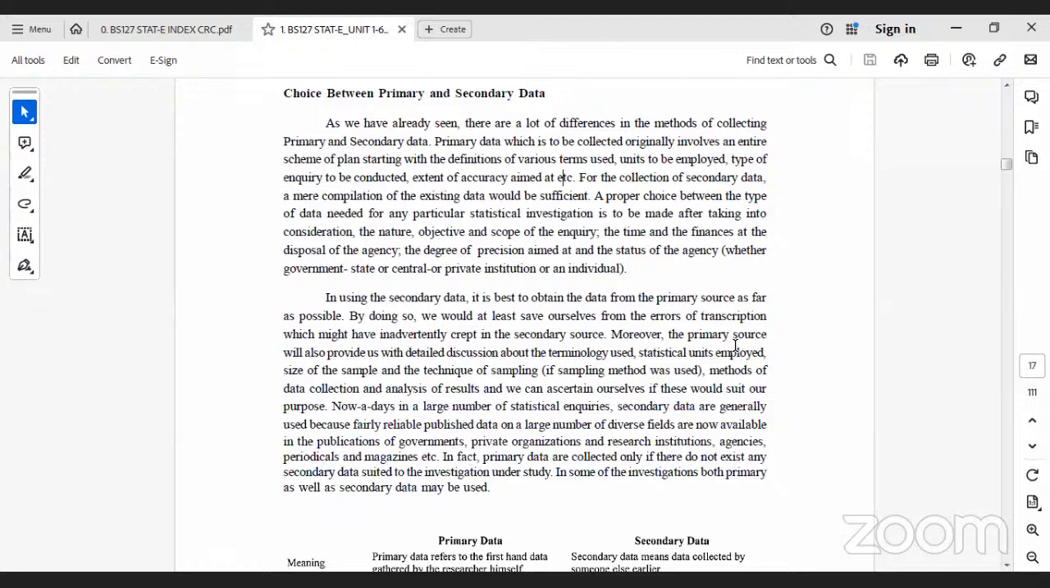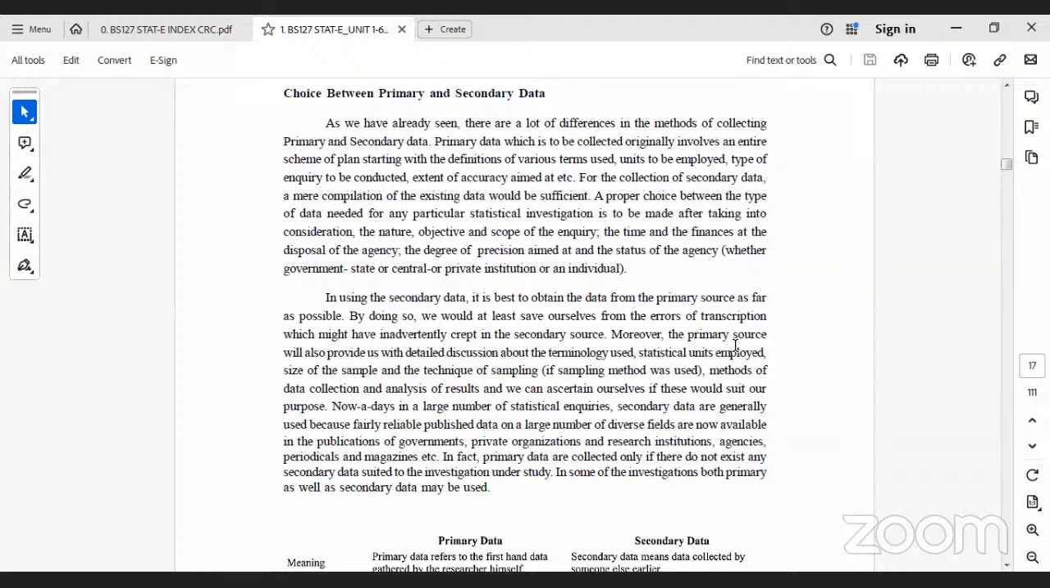While using secondary data, it is best to obtain the data from primary sources as far as possible. By doing so, we can at least save ourselves from the errors of transcription which might have inadvertently crept into the secondary source. Moreover, the primary source will also provide detailed discussion about the terminology used, the statistical units employed, the size of the sample, and the sampling techniques used. The methods of data collection and analysis of results, we can ascertain for ourselves whether they suit our purpose.